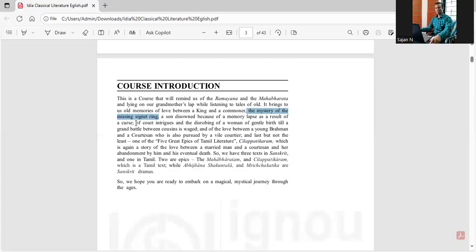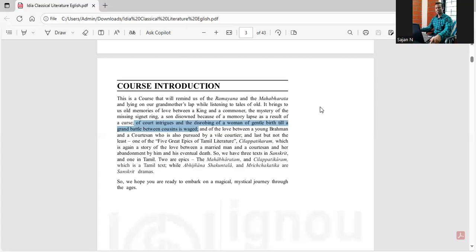Next line. Of court intrigues and the disrobing of a woman of gentle birth till a grand battle between cousins is waged. So this is another portion. Where has this portion been taken from? This is from the Mahabharata, one of India's great epics, where palace politics and humiliation lead to one of the greatest wars in ancient literature.